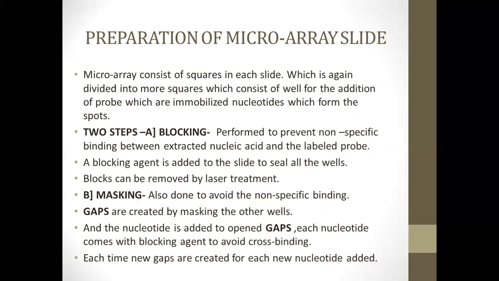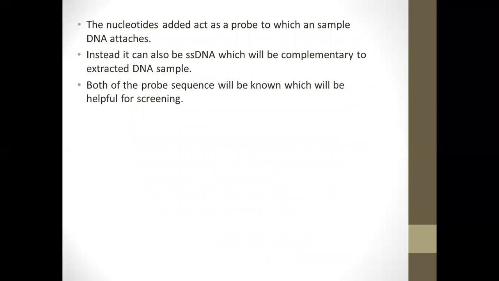Masking is also done to avoid non-specific binding, in which you create gaps at alternate sites. Like the site where you need your cDNA to get fixed, you create a gap, then you mask other cells, and then you add your probe. Then the nucleotides act as a probe to which the sample DNA attaches. It can also be used as a single strand, which will be complementary to the extracted DNA sample. Both the probe and sequence will be known, which will be helpful for screening.